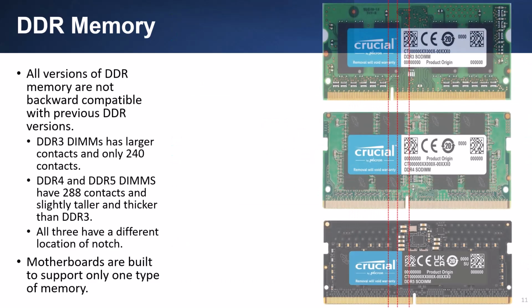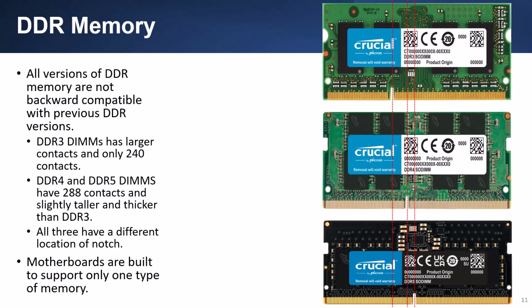Similar to DIMMs, SODIMMs also vary the number of contacts and the notch. DDR3 SODIMMs had 204 larger contacts, and DDR4 and DDR5 had 260 contacts. All three have different locations of the notch.